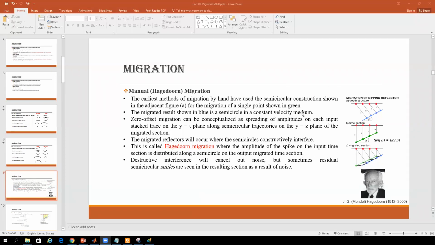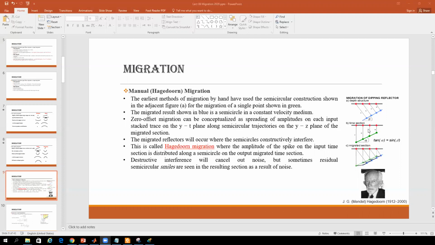But how do we do that practically? Practically we have been doing the migration since the 1930s and 1940s with the help of what we call the manual migration, or the Hagedorn migration. This migration is very basic and very simple. So what do we do in that migration? If we have an event in the time section, we believe that the seismic response, which is part of this event, is actually coming from any point on a semicircle, but not from one single point.